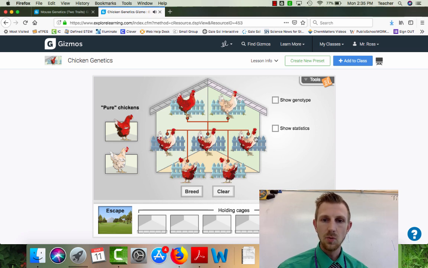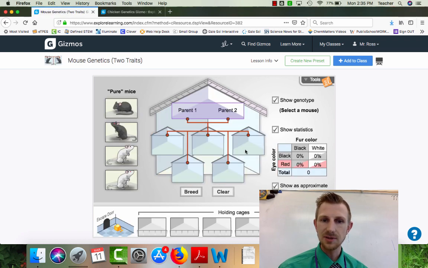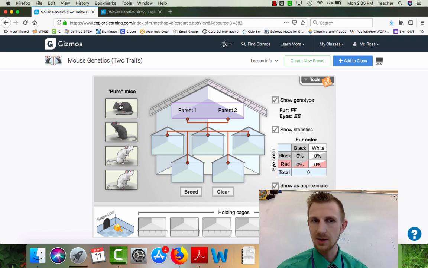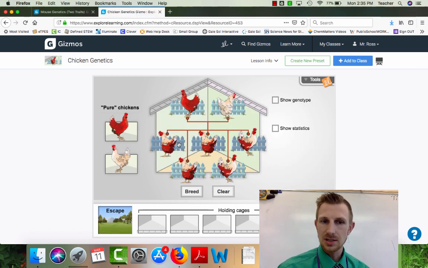Whoa, those chickens are two-toned, half red, half white. What's going on here? That's a little bit different than what we had seen with the mice, where it's all or nothing. It's either all black or all white. The chickens display something a little bit different, and that type of inheritance is what we call codominance.